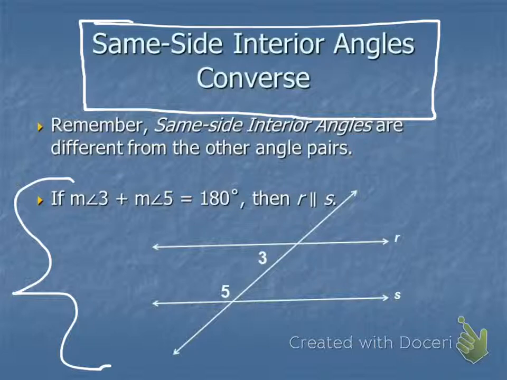Now, they might try to trick you on these, so be aware. Sometimes they'll tell you that the same side interior angles are congruent. Remember, this is the only one that's different. If you know that these are congruent, that does not tell you anything about whether or not the lines are parallel, okay? They have to add to 180 in order to be parallel. All the rest of them are congruent. These are the different ones. So make sure they add to 180. If they're congruent, we don't know anything.